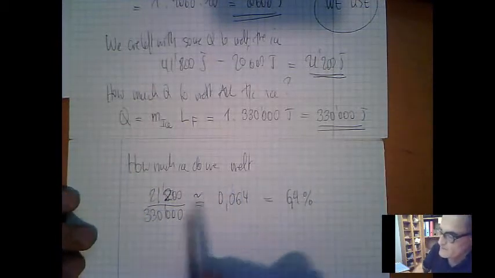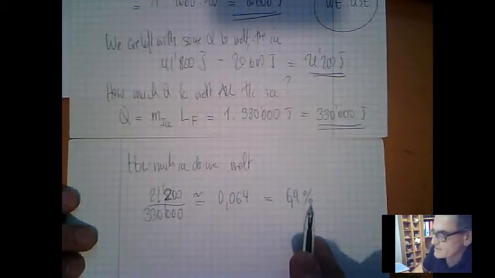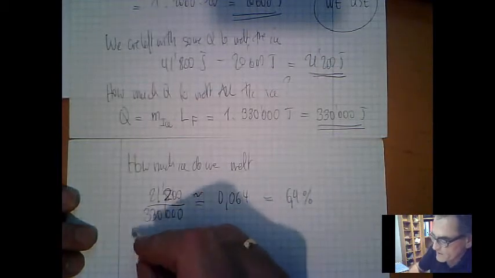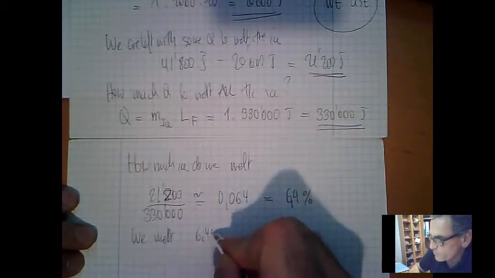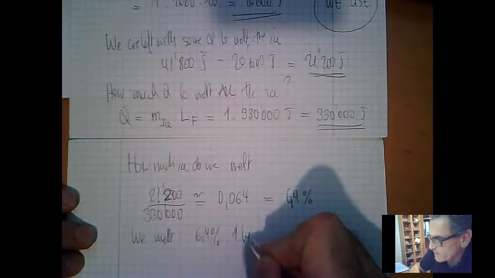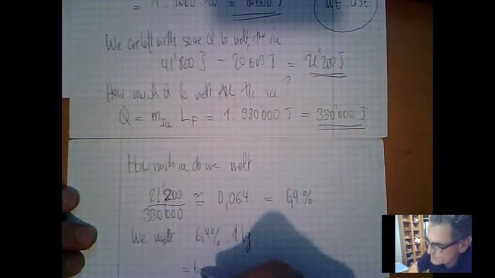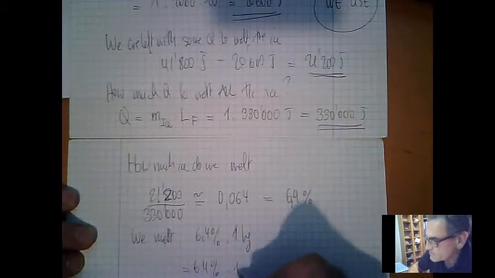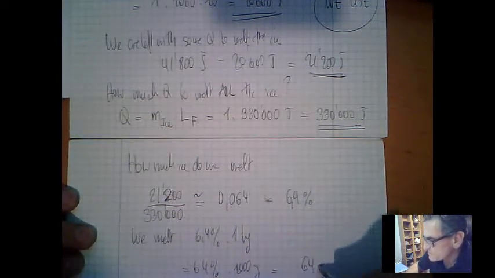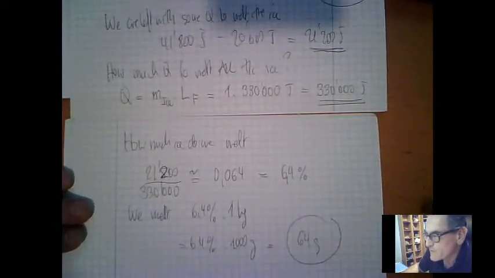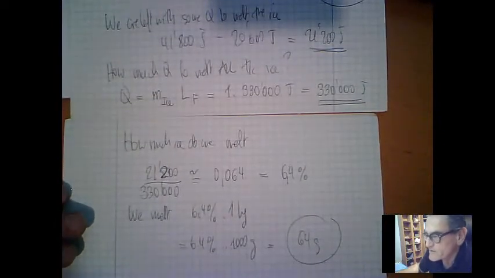Okay, so we melt 6.4% of the ice. So we melt 6.4% of 1 kilogram. So it's 6.4% of 1,000 grams. So this is 64 grams. Okay, we melt 64 grams of ice out of 1 kilo.